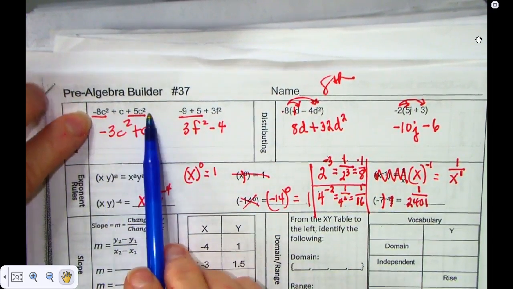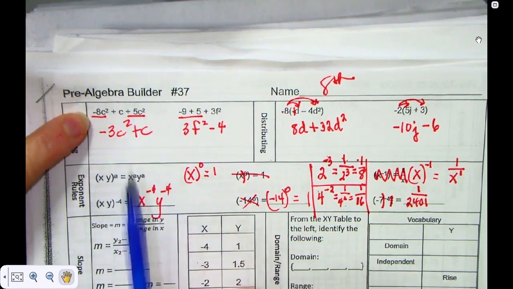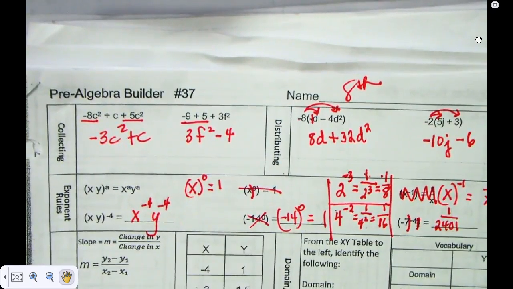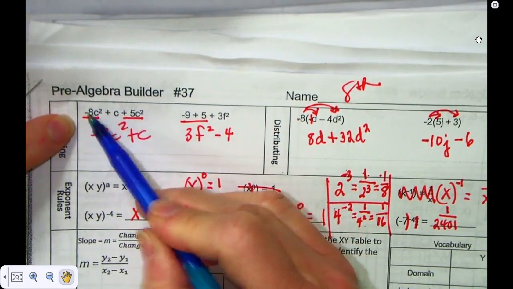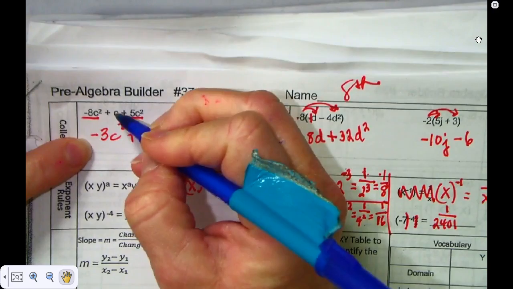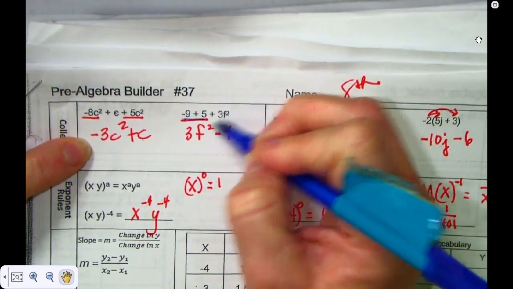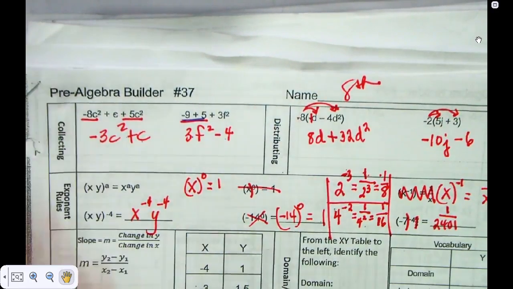Remember, you have to underline the negative 8c squared and the 5c squared, because those both have the same variables with the same exponents. So negative 8 plus 5 is negative 3, c squared, plus your c. Right here, we put negative 3c squared, and then negative 9 plus 5 is negative 4.